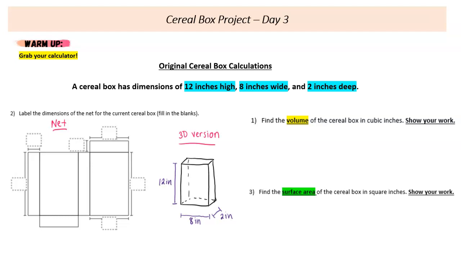Today we're going to be working to start to create your own cereal box with your group. I want you to start with the warm-up questions for today. A cereal box has dimensions of 12 inches high, 8 inches wide, and 2 inches deep. First, find the volume of the cereal box in cubic inches and show your work. Second, label the dimensions of the net for the current cereal box. Fill in the blanks. You'll see the blanks here, here, here, here, here, and here.